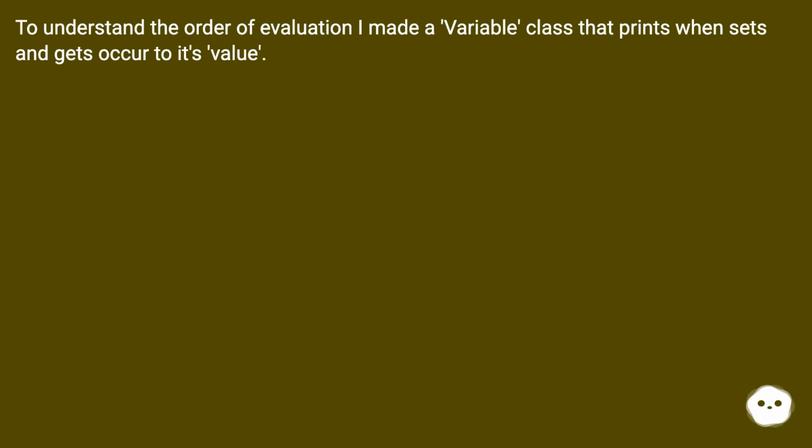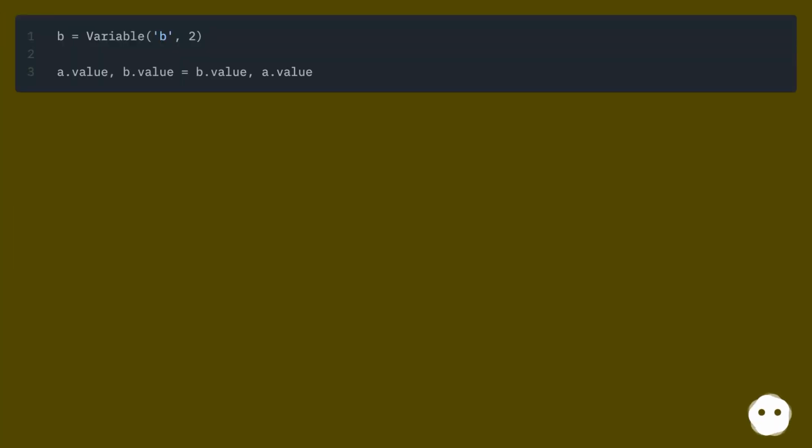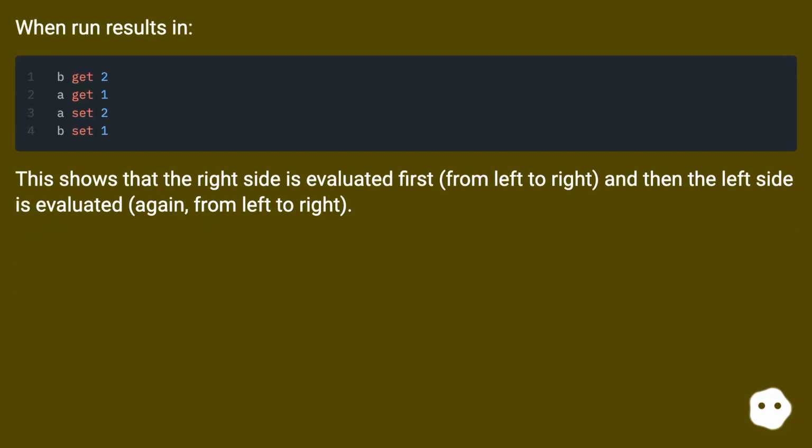To understand the order of evaluation, I made a variable class that prints when sets and gets occur to its value. When run, it results in this. This shows that the right side is evaluated first, from left to right, and then the left side is evaluated, again, from left to right.